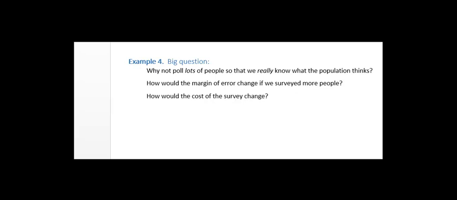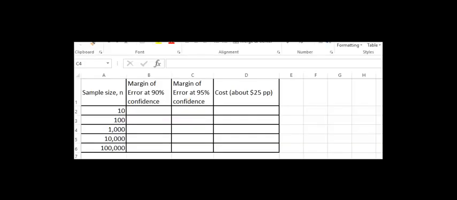So please open up the Microsoft Excel file that I started out, and if you have a different spreadsheet software, you can use that too. And I've just made up some numbers here. Let's take sample size of 10 to 100,000. And we'll calculate different margins of error and then calculate the cost of the survey each time, right?